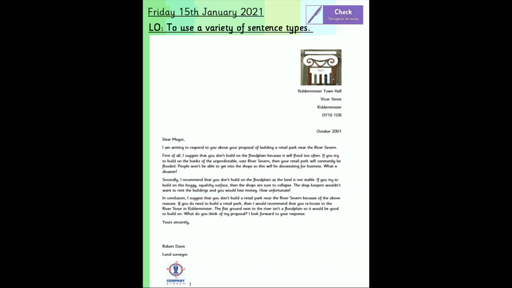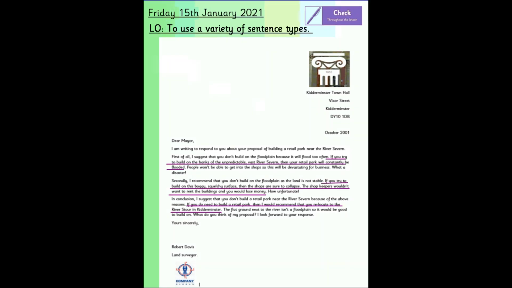Miss Bridgewater shared a waggle letter with us on Tuesday. In the waggle, there were some if-then sentences. Did you manage to work out what they are from reading the letter? Take another look now and see if you can spot them again. Pause the video if you need to. Let's have a little check together.